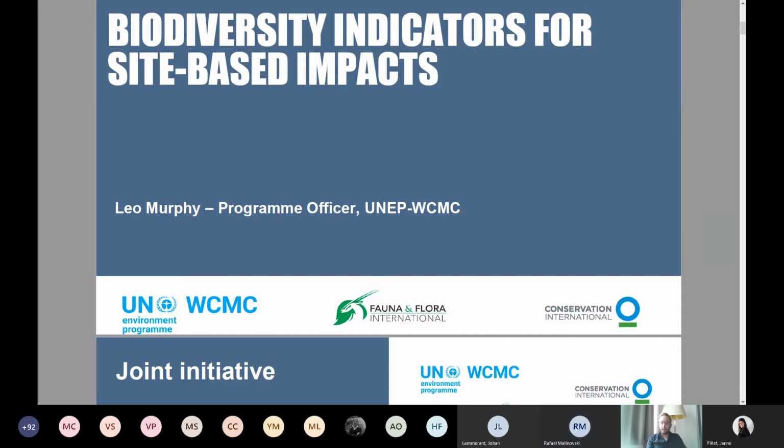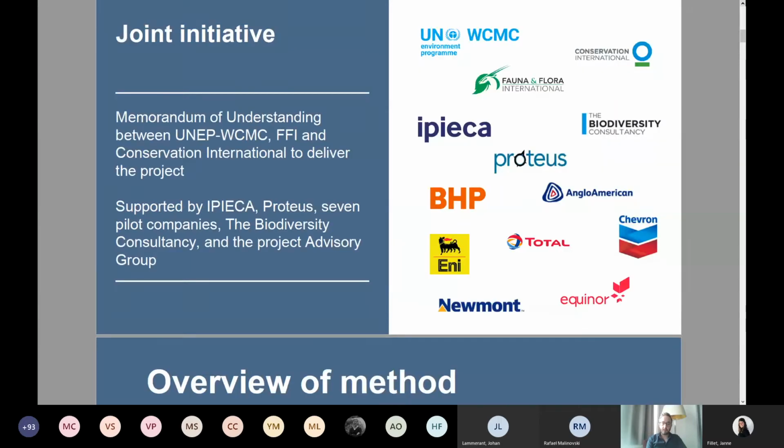A number of you may be familiar with this methodology under its previous name. We used to call this methodology Biodiversity Indicators for Extractives, but we've made a conscious decision over the last couple of months to alter this name in order to broaden the methodology's appeal, because we feel it's actually applicable to a much wider range of companies who have on-the-ground impacts on biodiversity.